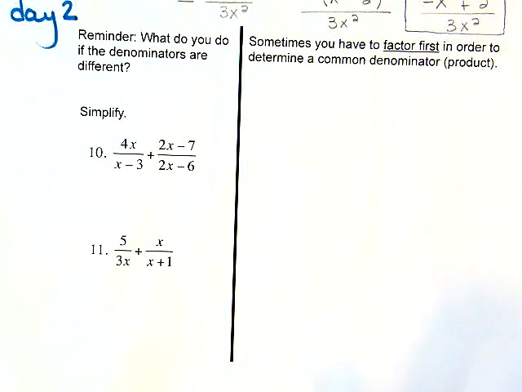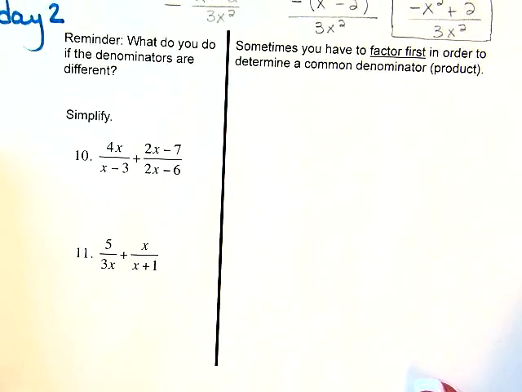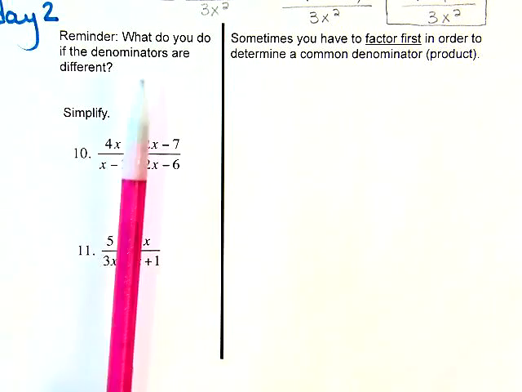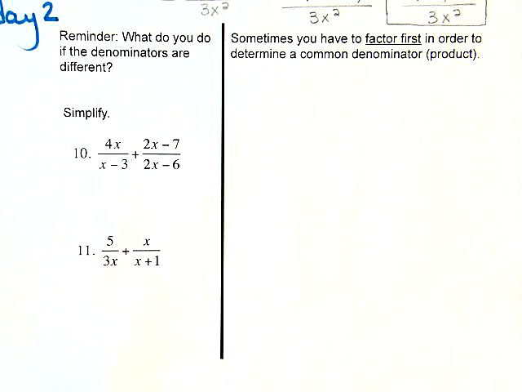So we are on this example here, number 10. And a reminder, what do you do if the denominators are different? Sometimes you're going to have to factor first in order to determine the common denominator. In the previous examples, we didn't have to do the factoring. We could think about the two denominators and figure out the common denominator.